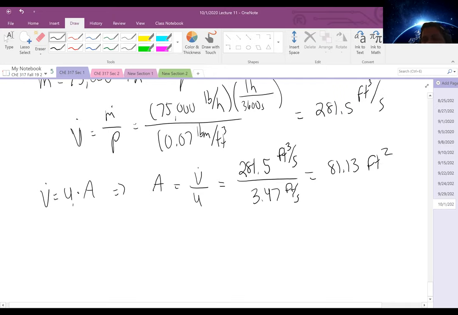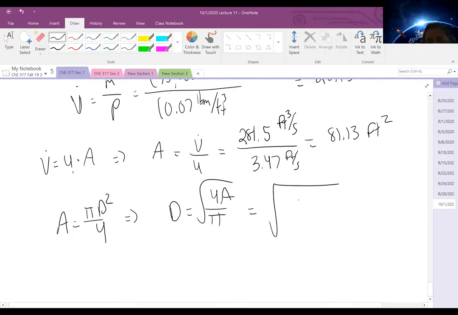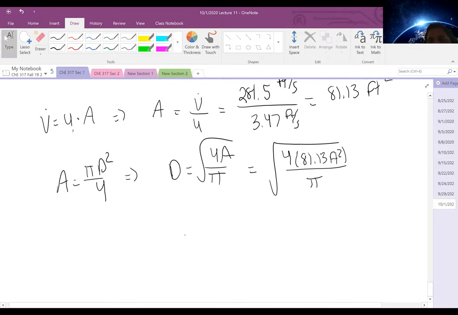And with that in mind, knowing area is equal to pi d squared over 4, that means my diameter is the square root of 4 times my area over pi. So the square root of 4 times 81.13 feet squared over pi is my diameter. And if I solve for that, let's see what I get. About 10.16 feet for my diameter of my column.